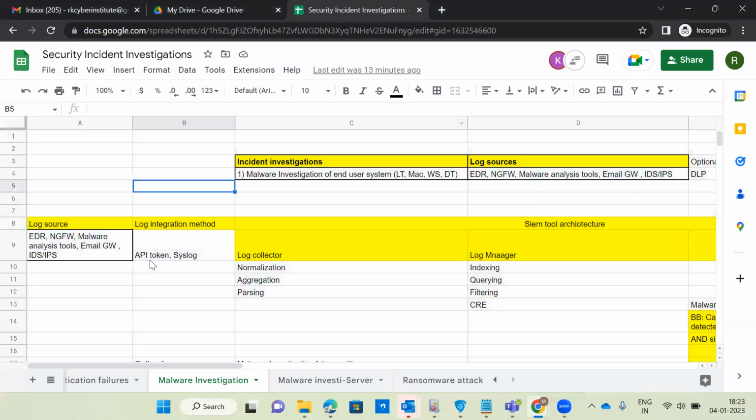So yesterday we discussed malware investigation related to end user machines, nothing but laptop or MacBook or workstation or desktop. So, the false positive scenario as well as the true positive scenario. In the false positive, we can directly go and check the status of either the EDR tool, and also the next generation firewall tool and the network IPS tool.